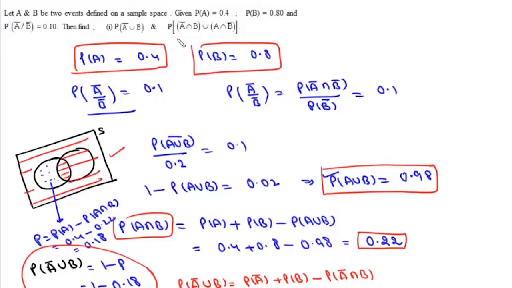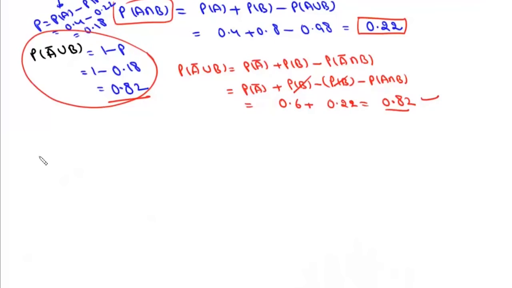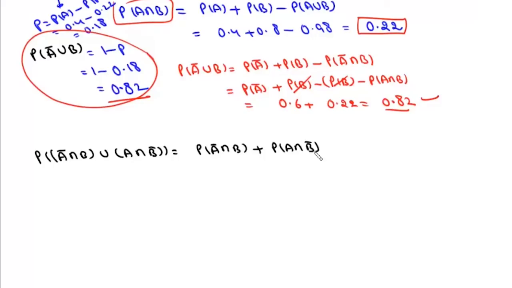Now the second part is we have to find this probability, that probability of A naught intersection B union A intersection B naught. So we need to find probability of A naught intersection B union A intersection B naught, which is probability that exactly one of them happens. And this probability, we know that it is equal to probability of A naught intersection B plus probability of A intersection B naught. Since these two events, they are mutually exclusive.